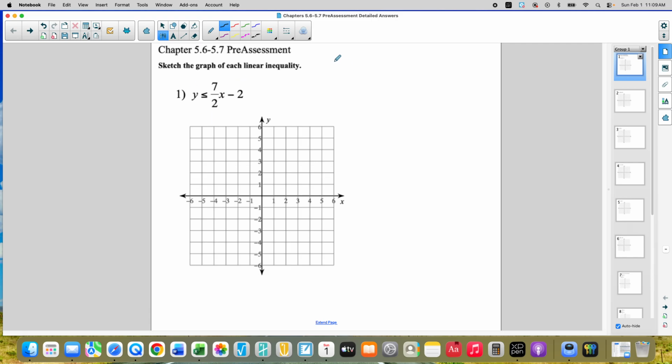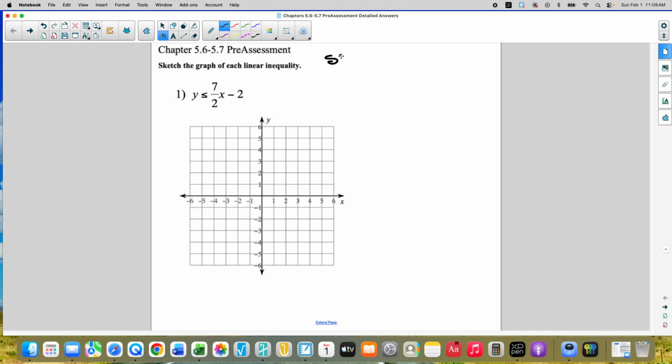So we first have to notice the format of the linear inequality. This is in slope-intercept form. So we're going to pull out the y-intercept, and that y-intercept is going to be -2. And we're going to look at that inequality sign that has an equal sign. So on the y-axis at -2, we're going to do a closed circle.